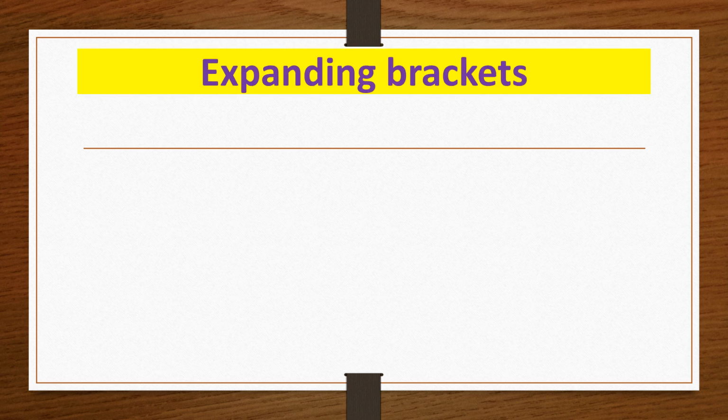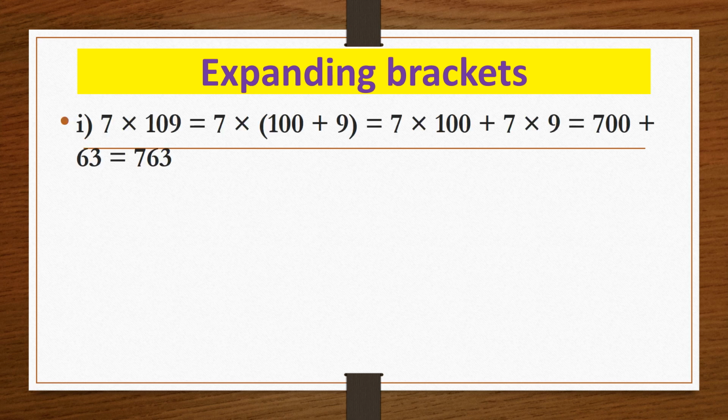In my previous slides, we have just seen the use of brackets. Now we will see expanding brackets. Let's take some examples. First example is 7 multiply 109. So 109 can be written as 100 plus 9 inside the bracket. Now we have to expand this bracket. So for that, 7 is multiplied by 100 plus 7 is multiplied by 9.